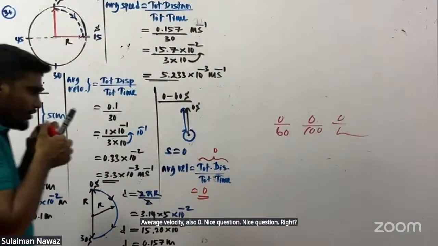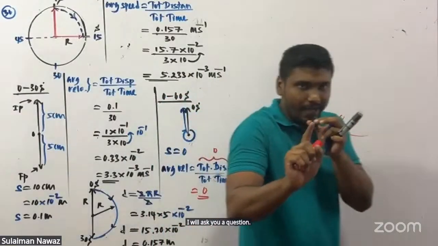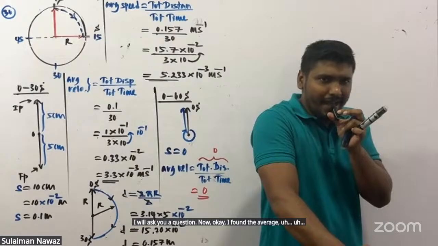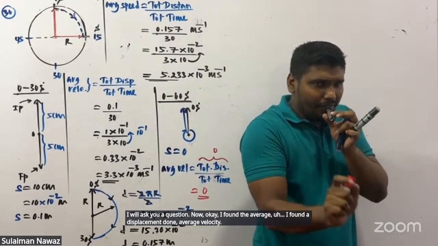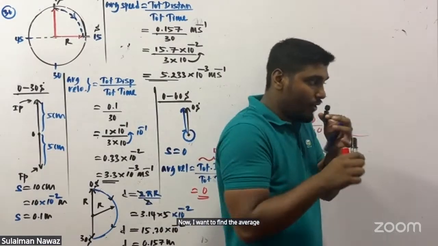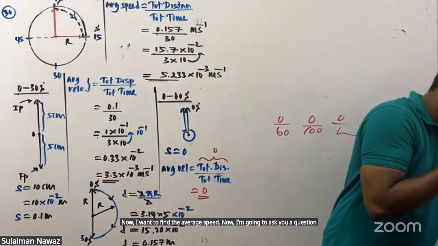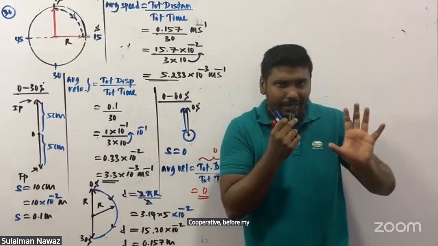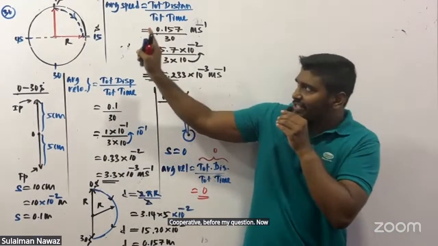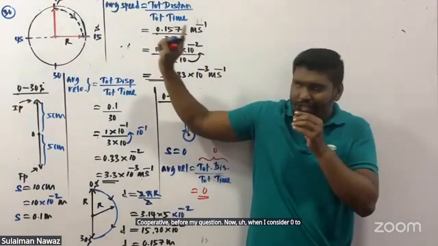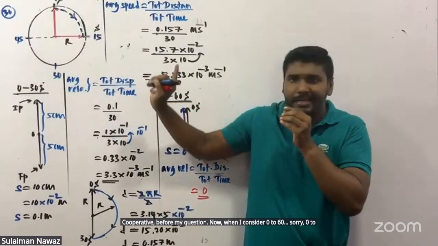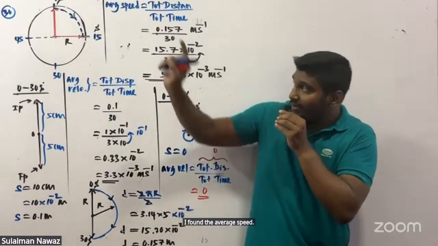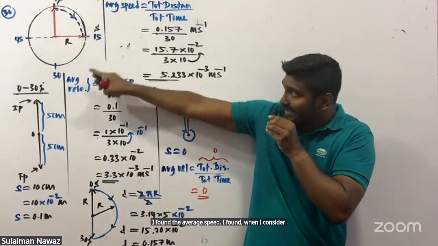I will ask you a question. Properly reply to my question. Okay, I found the displacement and the average velocity. Now I want to find the average speed. When I consider the 0 to 60-second time period, I found the average speed. Sorry, my bad.